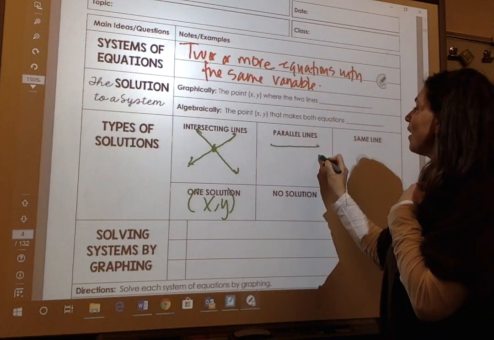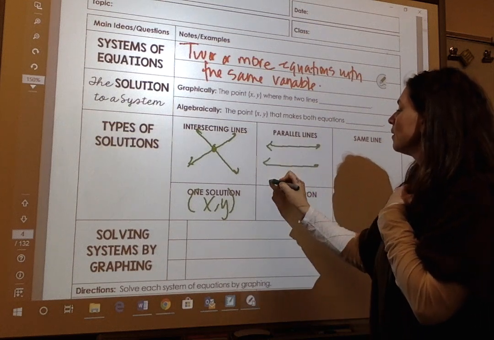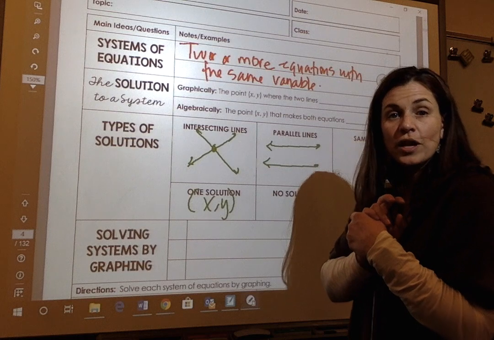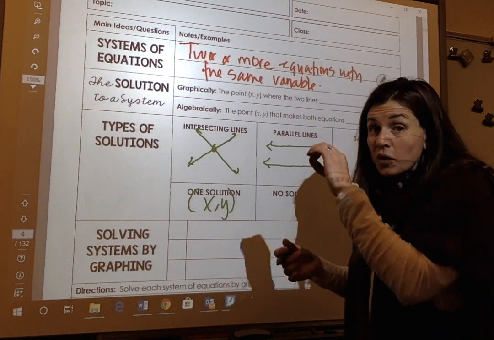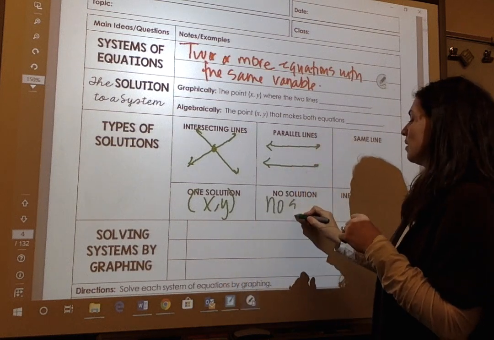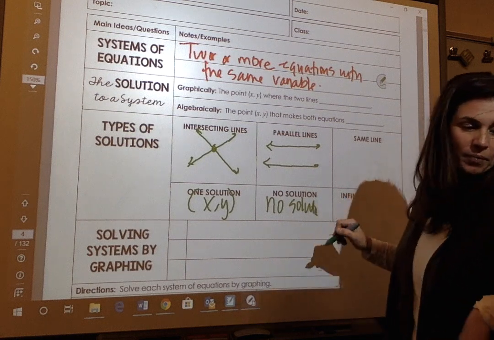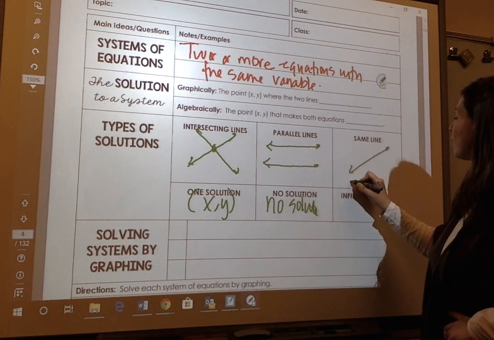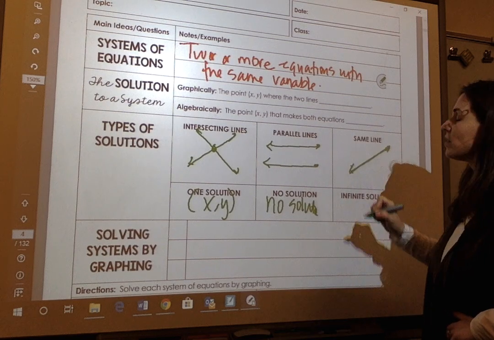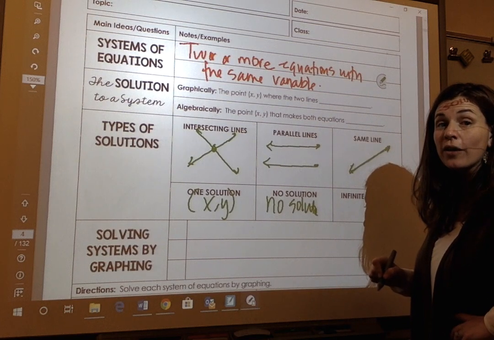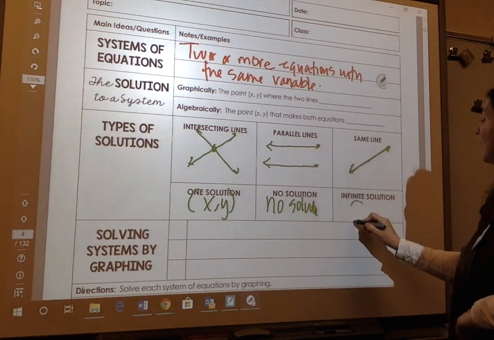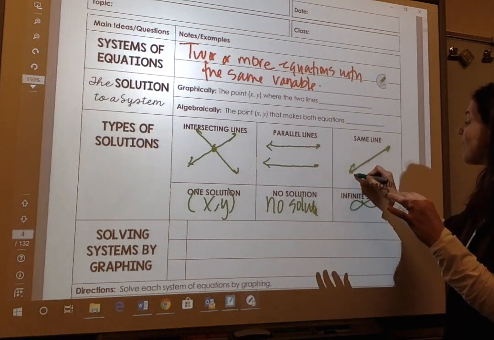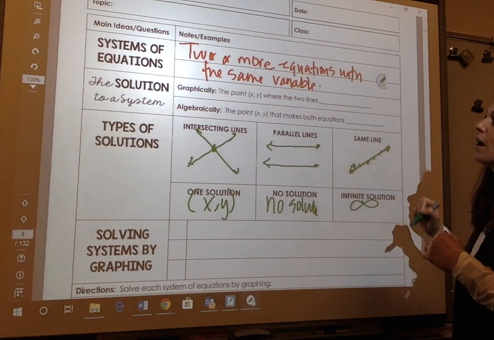When you have parallel lines on a graph, how many times do those lines intersect? None. So there are no solutions. No solution. When you have the same line, so let's say we graph the line and you graph the same one on top, how many solutions are there? Infinitely many solutions, because it is every single point that they have in common.